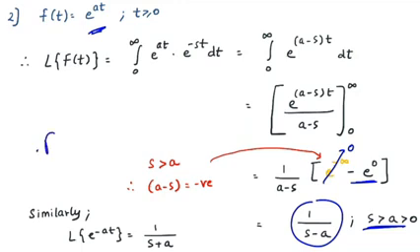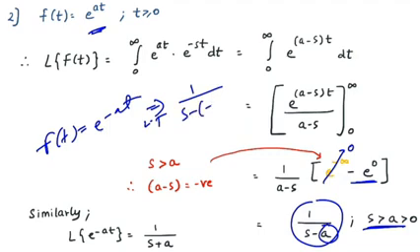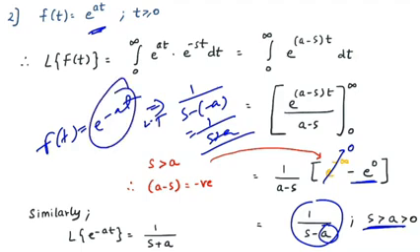Again, if the question is changed to f of t is equal to e raised to minus at, then just replace this a with minus a. So the answer, that is the Laplace transform, would be 1 upon s minus of minus a, which is 1 upon s plus a. So I hope you got this part also. If the function is e raised to minus at, the Laplace transform would be 1 upon s plus a.